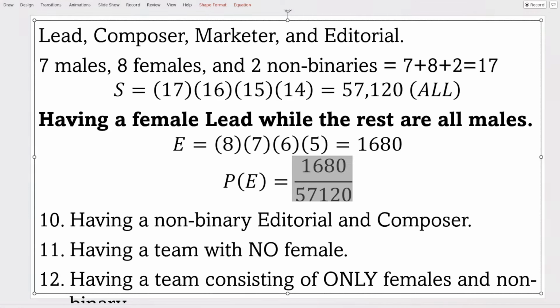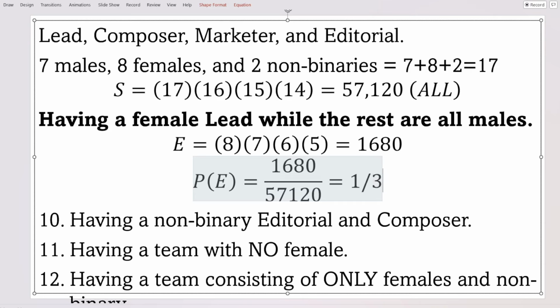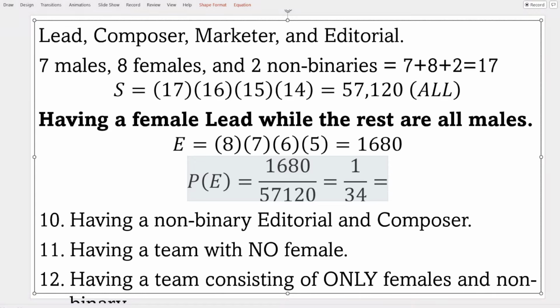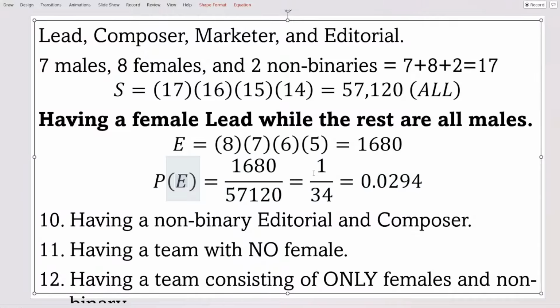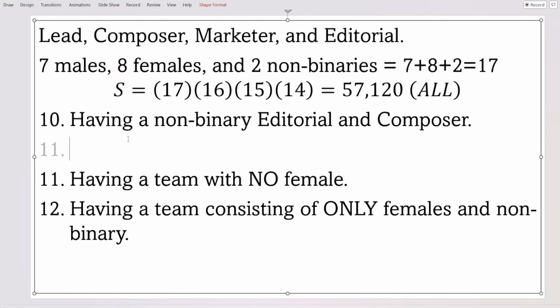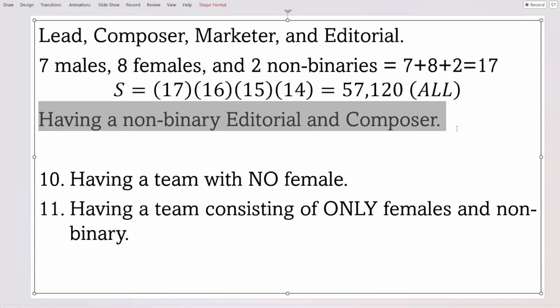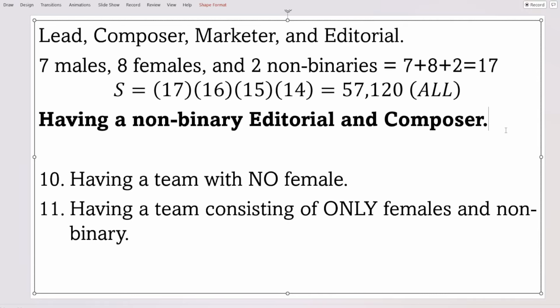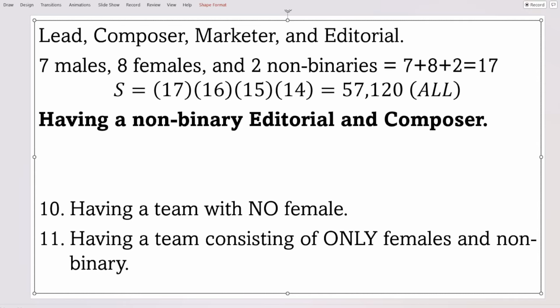So that we can get 1 over 34. So in decimal, this will look like 0.0294. So this one is the answer: the probability of getting a female lead while the rest are all males. So next problem. This one is having a non-binary editorial and composer. So let's try that one.